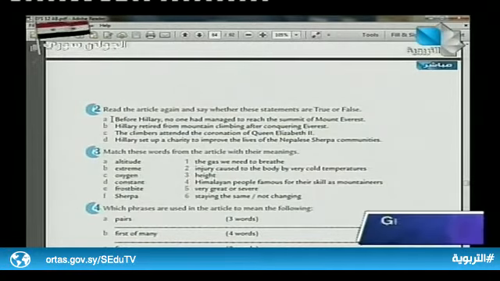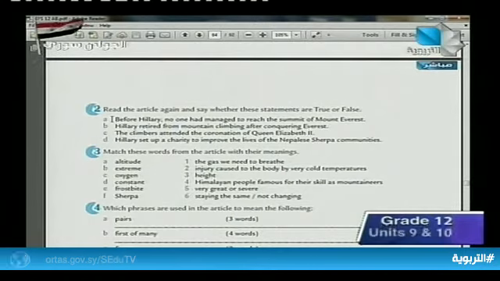Statements are true or false. If they are true, it's okay. If they are false, we need to correct them. Now, the first one, Mr. Mazin, please. Before Hillary, no one had managed to reach the summit of Mount Everest.